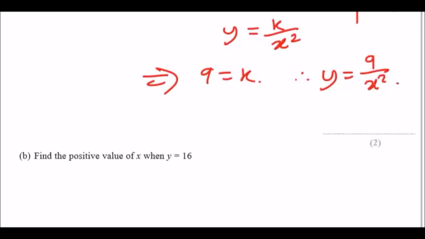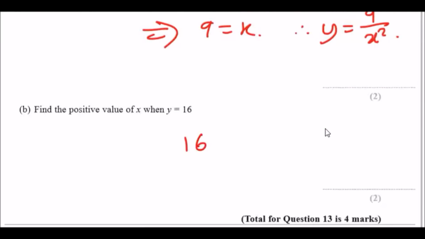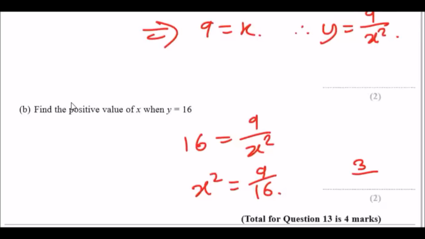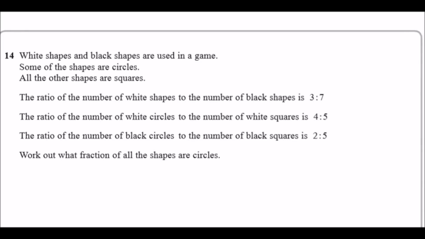Now, find the positive value of x when y is 16. Again, plug in 16 for y and solve for x. So we've got 16 equals 9 over x squared. Swap the positions because you can multiply x squared across by 16. So we have x squared equals 9 over 16. And to get rid of the square, well, square root. So the square root of both of these numbers is 3 over 4. Usually plus minus, but the question says positive value, so plus only. So far so good, isn't it?